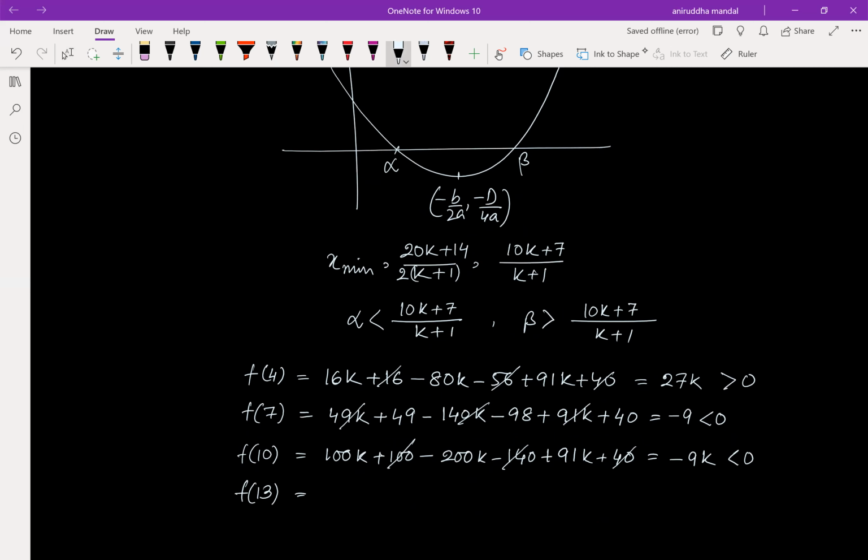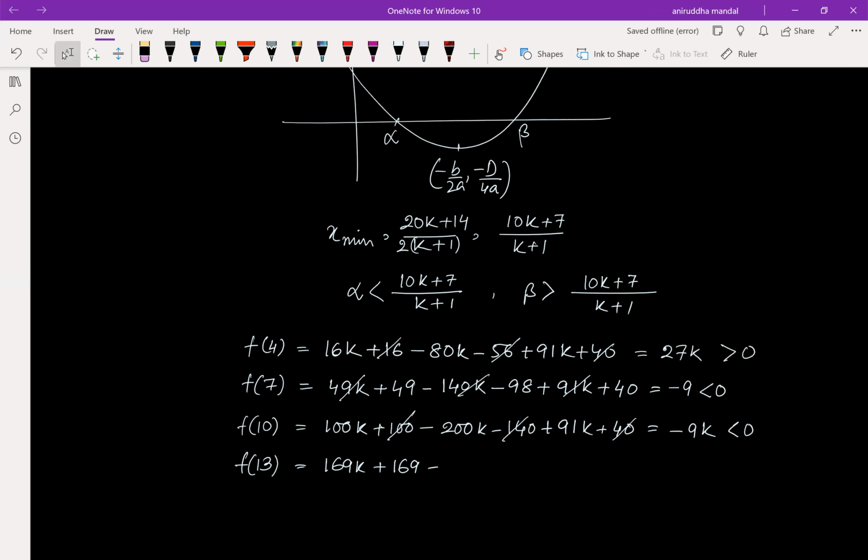So f13 is 169k plus 169 minus 260k minus 182 plus 91k plus 40. So this will get cancelled, and this is 40 minus 13, that is 27. So this is positive. So we see that f4 is positive, f7 is negative.